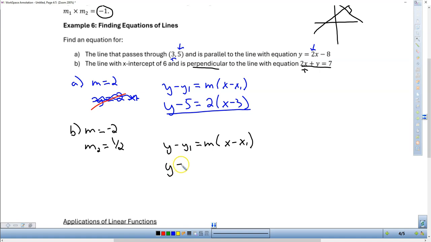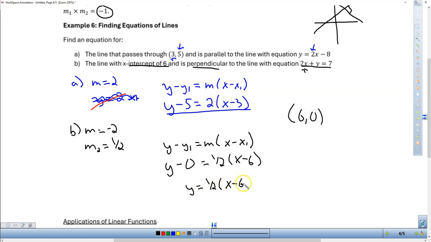So y minus, what's our y1? Well, our y1 in this case, if you remember, this says it's an x-intercept, 6, 0. Which means I can plug this back in. So my y is 0. My m, we just said, is 1/2. x minus, what's my x1? 6. And so we can even simplify this a little bit more. So I get y equals 1/2 (x minus 6).